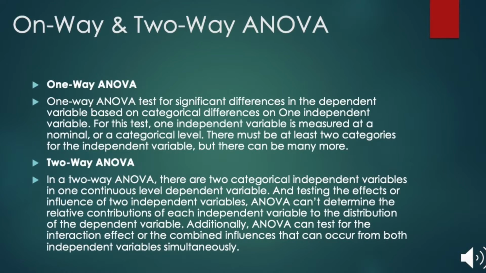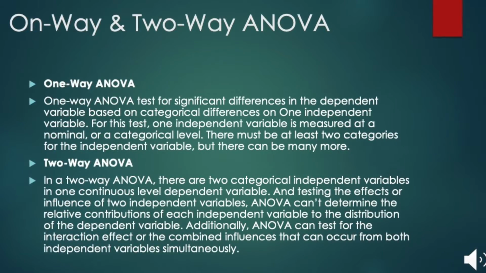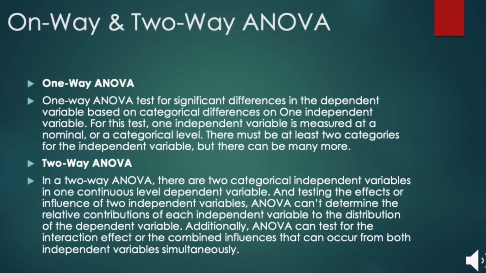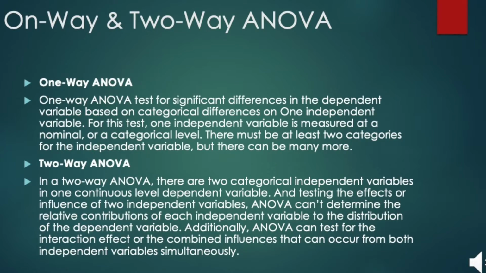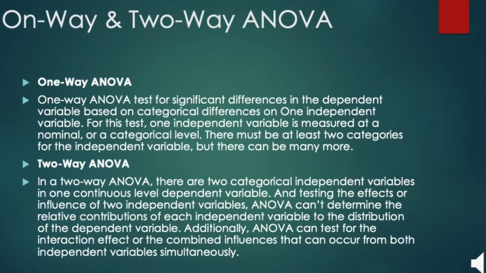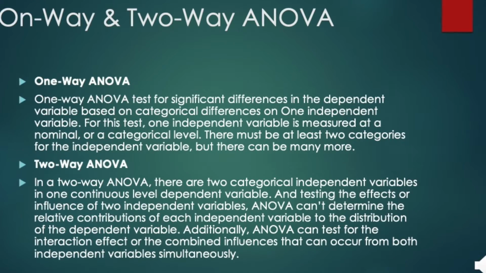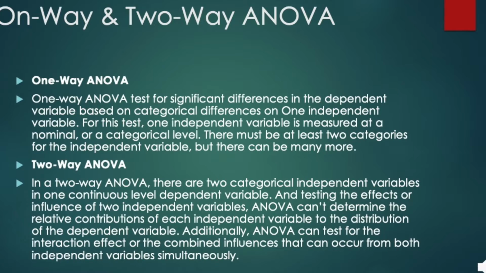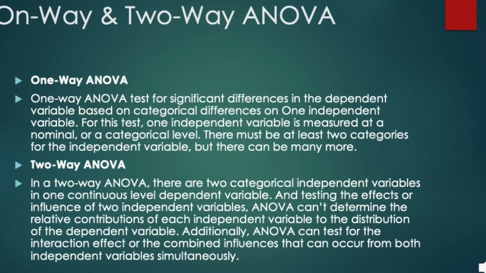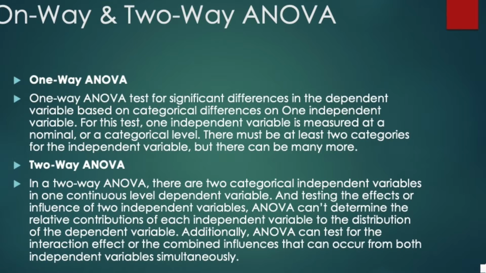In a two-way ANOVA, there are two categorical independent variables and one continuous level dependent variable. In testing the effects or influence of two independent variables, ANOVA can determine the relative contributions of each independent variable to the distribution of the dependent variable. Additionally, ANOVA can test for the interaction effect, or the combined influences that can occur from both independent variables simultaneously.